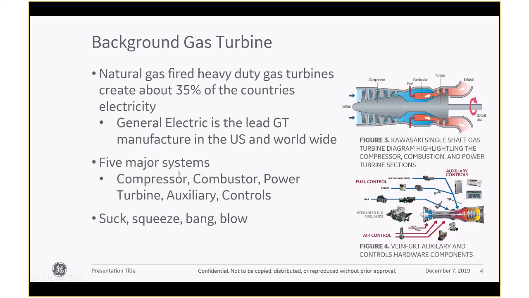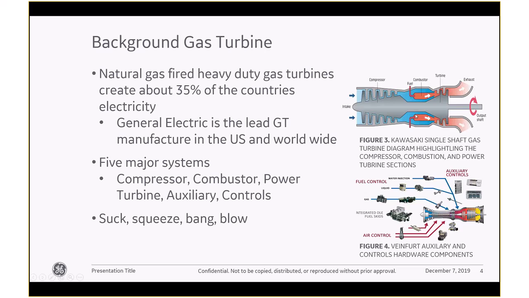A gas turbine has 5 major systems. I'll direct you to the images on the right. First on the top is a diagram of a Kawasaki single shaft gas turbine. And this just goes to show, I pulled a Kawasaki image, that gas turbines are a very well understood and mass-produced piece of machinery. And they have a couple of standard systems, not specific to General Electric. First is the compressor. The compressor's one job is to take as much air as possible, compress it into a very, very small space, and then deliver that compressed air to the combustor just downstream.